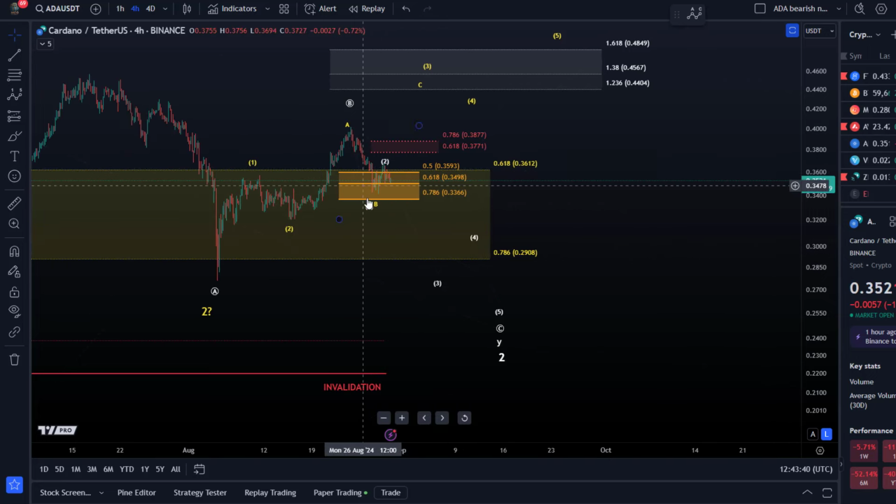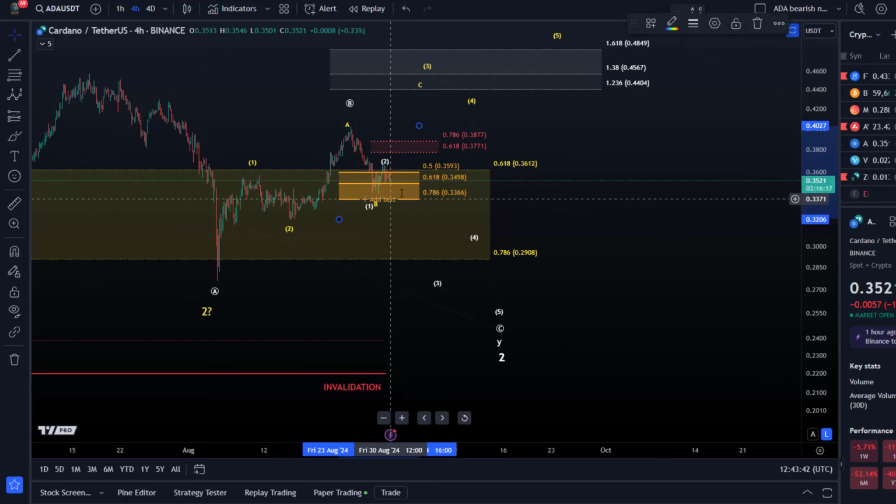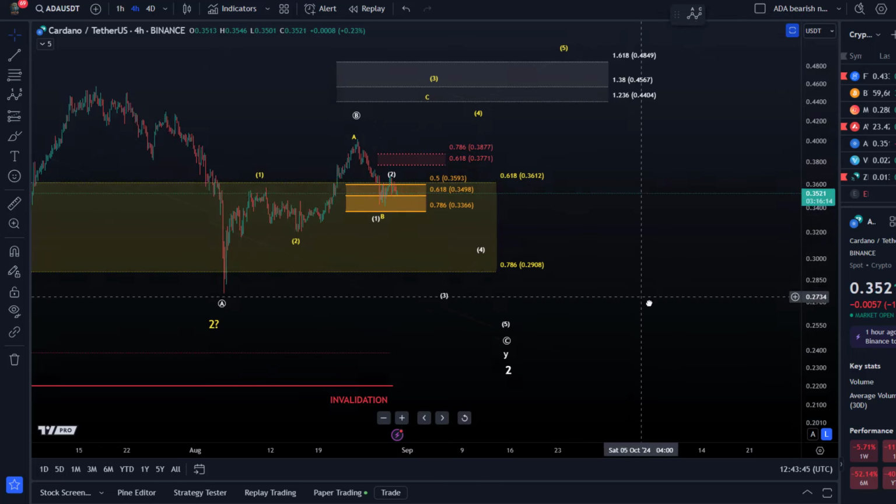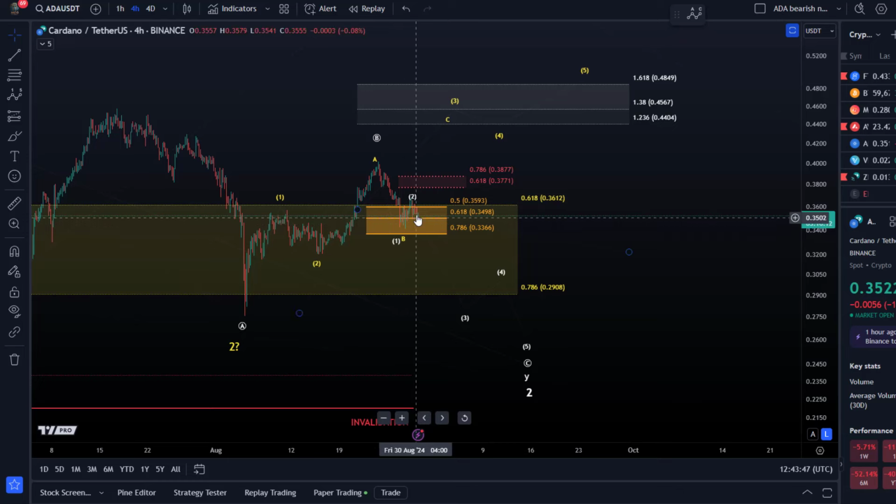ADA is currently trying to form a low here in this micro support region that we also talked about in yesterday's video. So price dipped into it, shows a small reaction, but that reaction is not convincing at all.